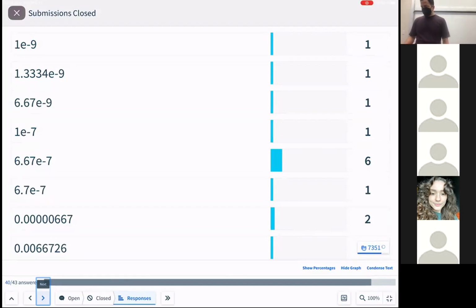6.67 is correct. I see a lot of people put 6.67 times 10 to the minus 7 or 6.7 times 10 to the minus 7. That's correct, except they put it in units of newtons rather than 10 to the minus 7 newtons. And then some other people put 0.00067. That's also correct, if it's 7 decimals over, and so on.